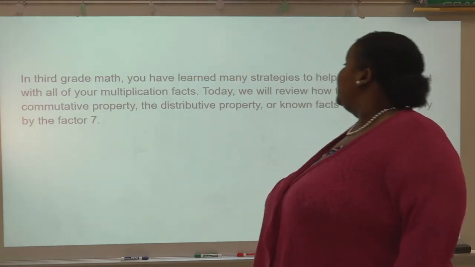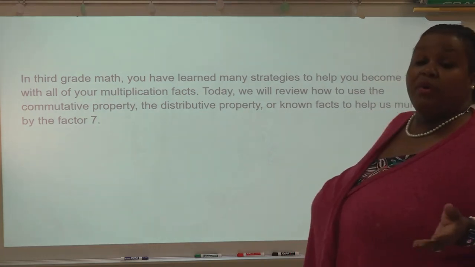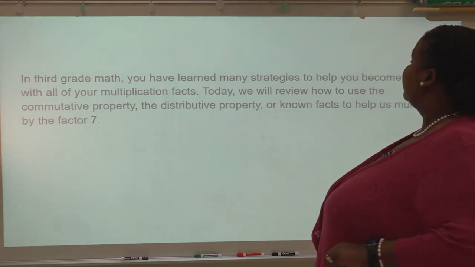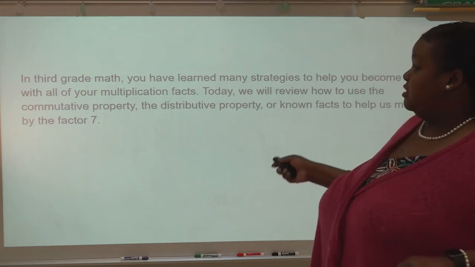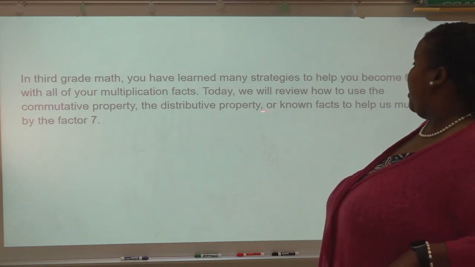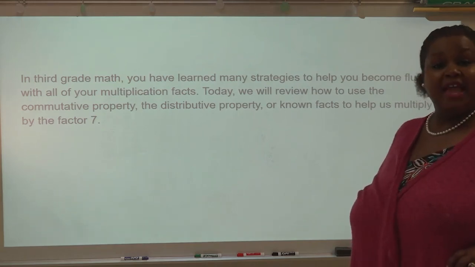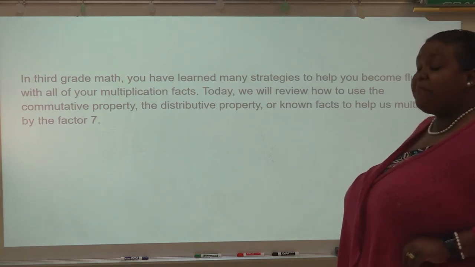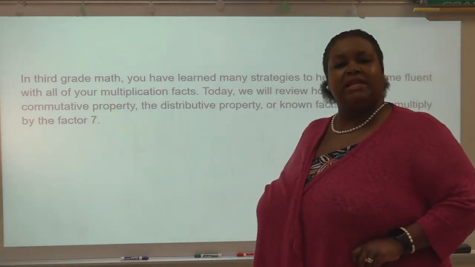In third grade, you have learned many strategies to help you become fluent with all your multiplication facts. Today, we'll review how to use the commutative property, the distributive property, or known facts to help us multiply by the factor of 7. I like to call the 7 the slinky 7.